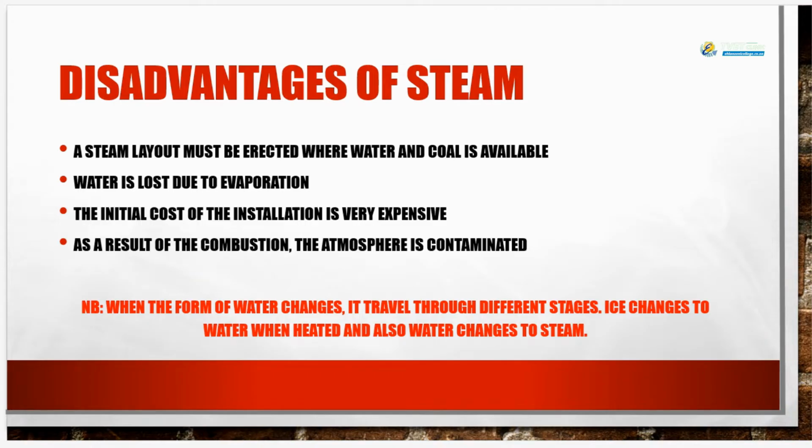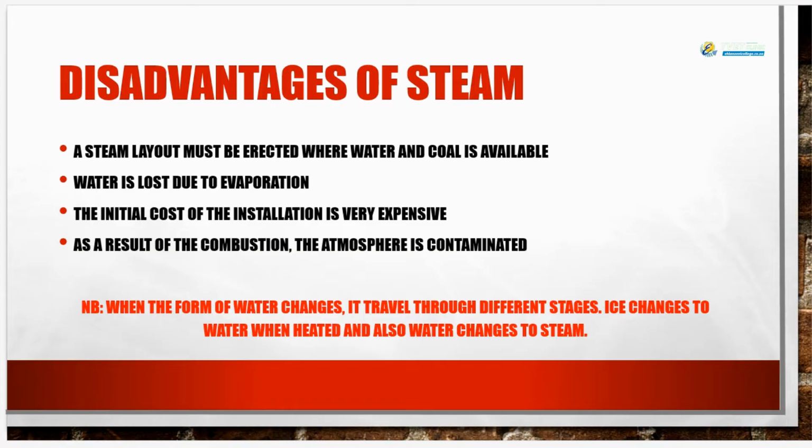When we talk about the disadvantages of steam, they say here the steam layout must be erected where water and coal are available. This means that we cannot erect steam structures or boilers where water and coal are rare to find. This means that it has to include a lot of transportation of the steam, and we don't want to incur so much cost.